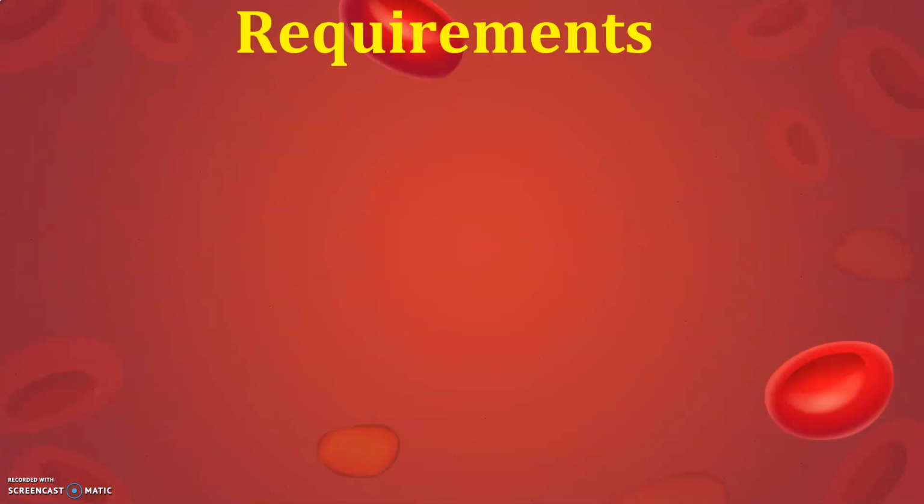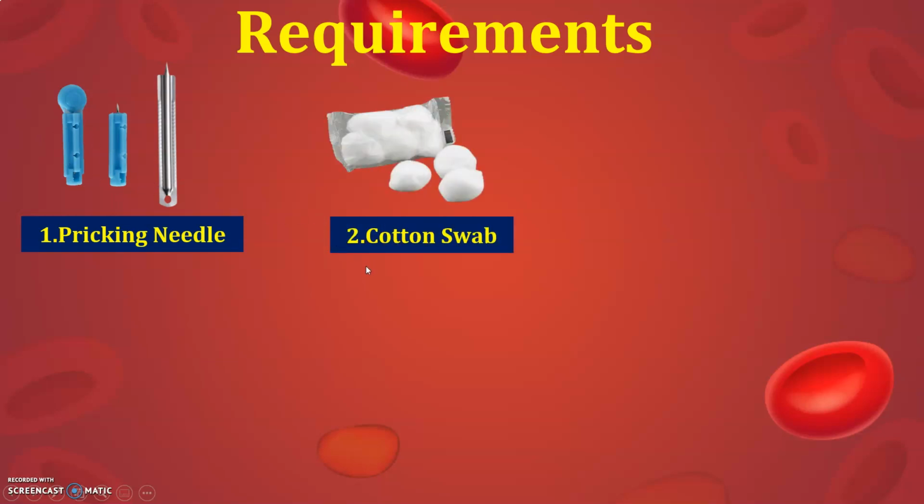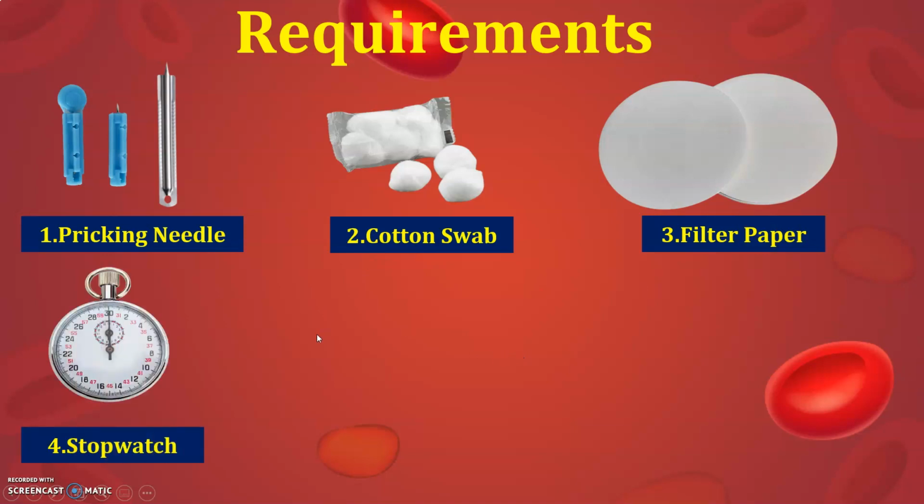Now the next important point is what are the requirements. Before starting your experiment, you should have all these requirements. Number 1 is pricking needles. These 2 types of needle, we can use any one of them. Then a cotton swab to sterilize and clean your fingers. Number 3 is filter paper, specifically for the bleeding time experiment. Number 4 is a stopwatch to record the time.